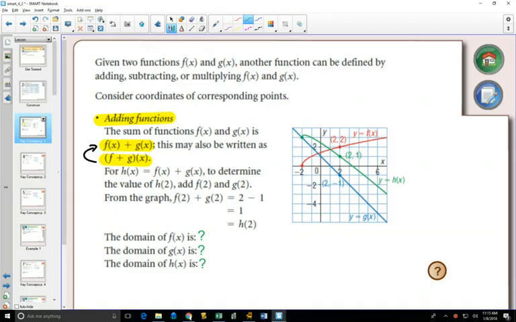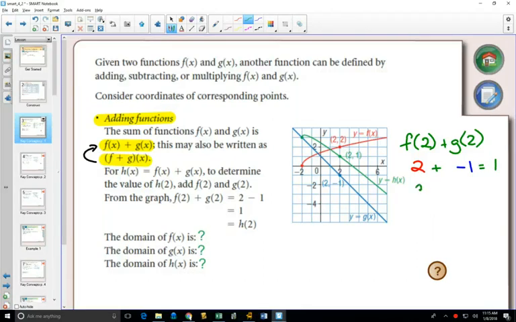Because you will get questions I've seen on the exam. If they gave you f of 2 plus g of 2, you'd be like, that's easy. From the red graph, f of 2 is equal to 2. From the blue graph, g of 2 is equal to -1. If I was adding those together, I'd get 1.